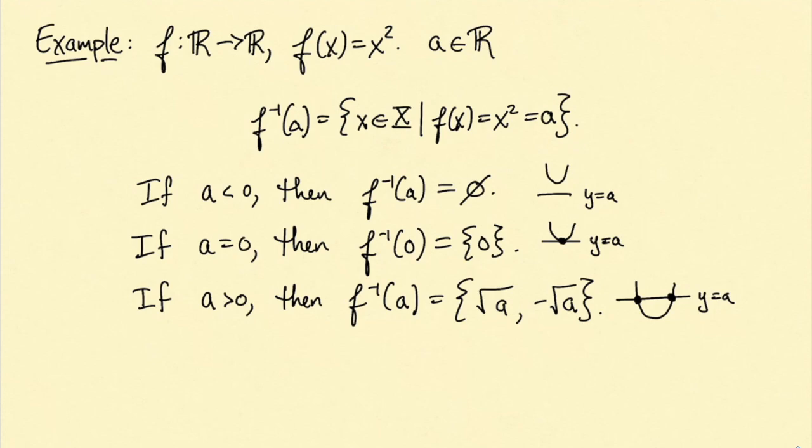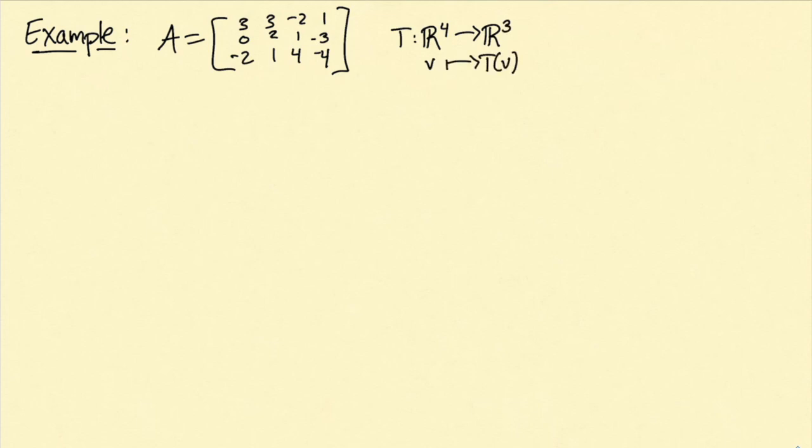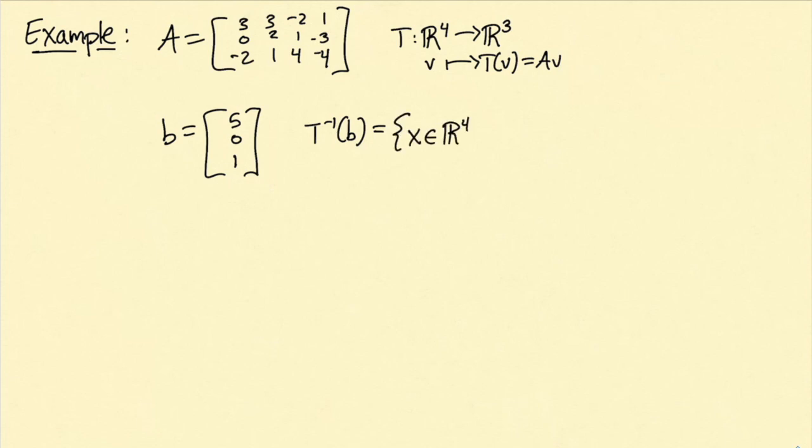Now describing the preimage of a vector under a matrix transformation is very similar. For example, let's go back to our matrix transformation from example 1. We have our matrix A, and our matrix transformation is called T. So we can ask about the preimage of a 3-dimensional vector. If we want to know what the preimage under T of this 3-dimensional vector b is, we're asking for the set of all vectors x that live inside of R4 so that when we take T and apply it to that vector, we get b.